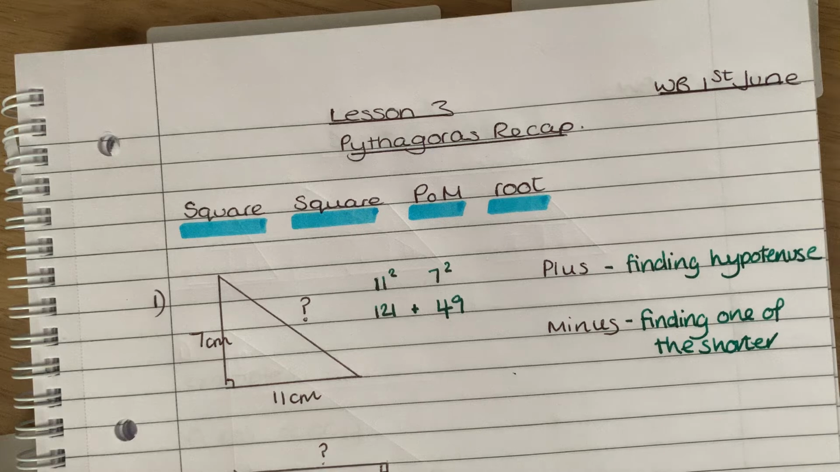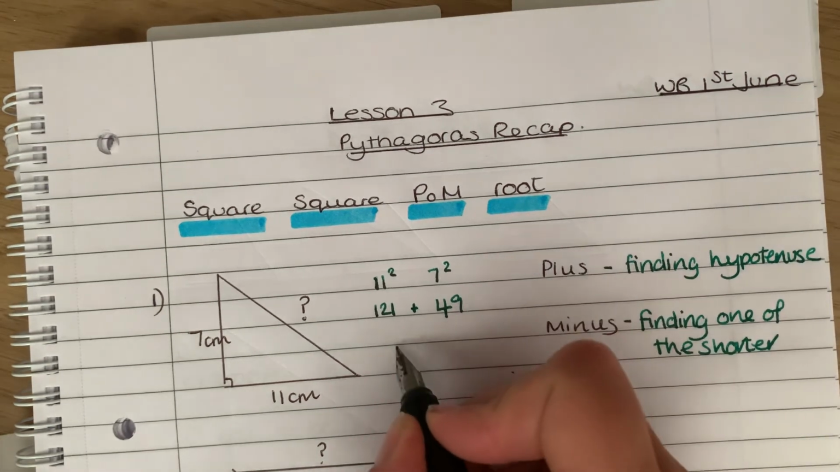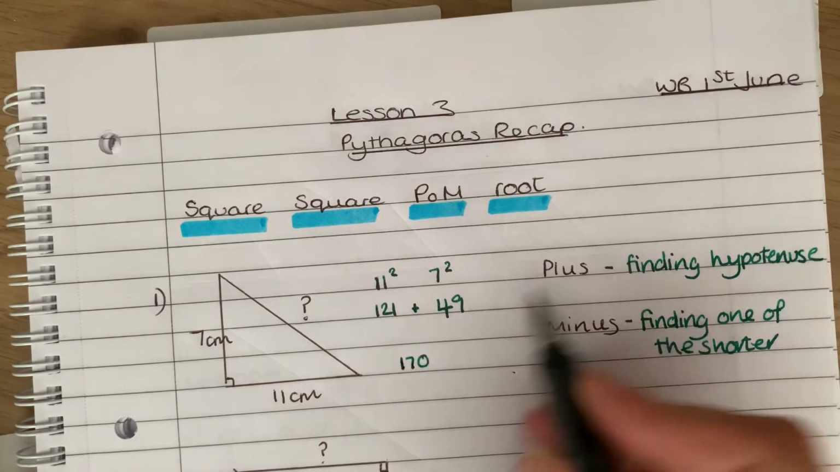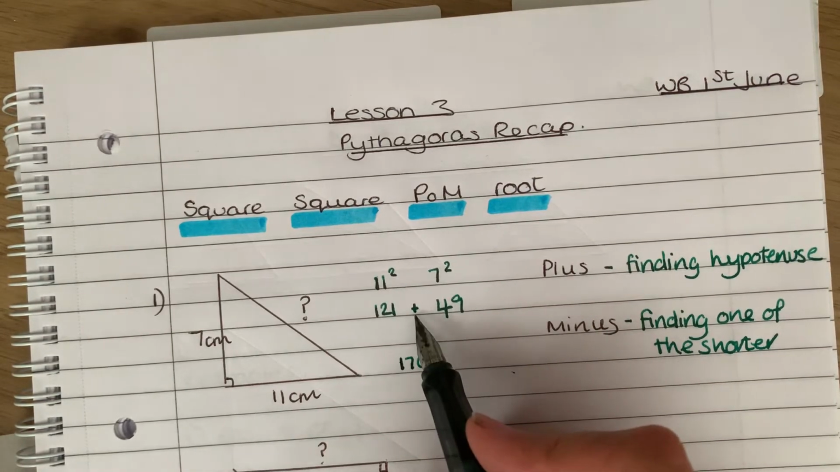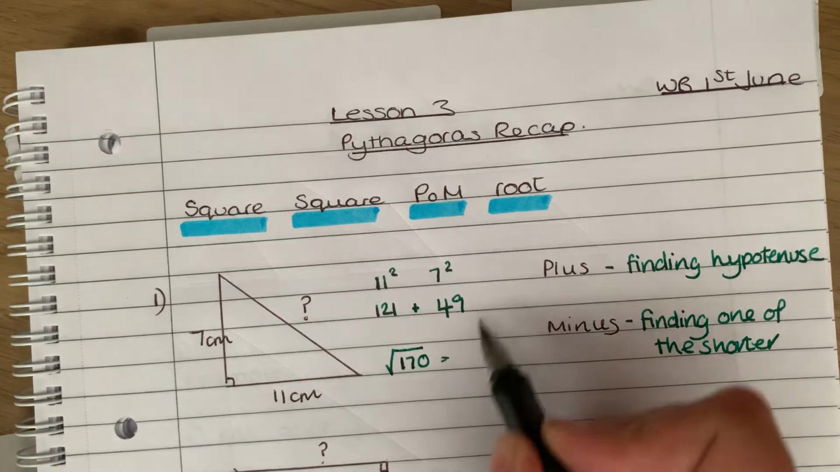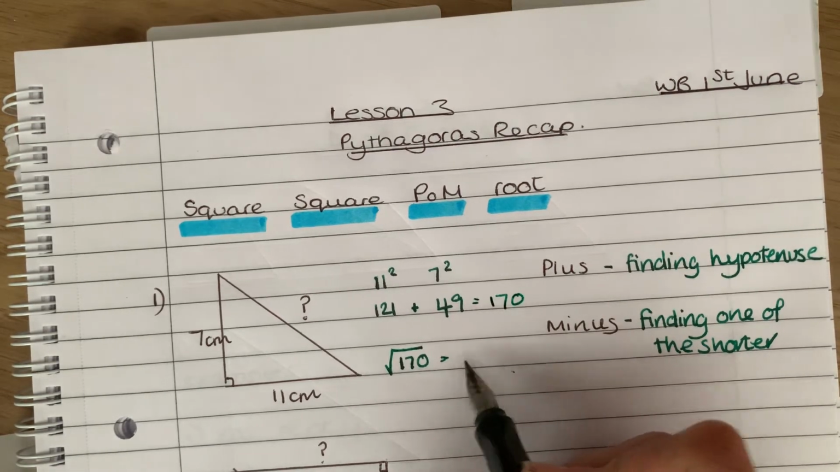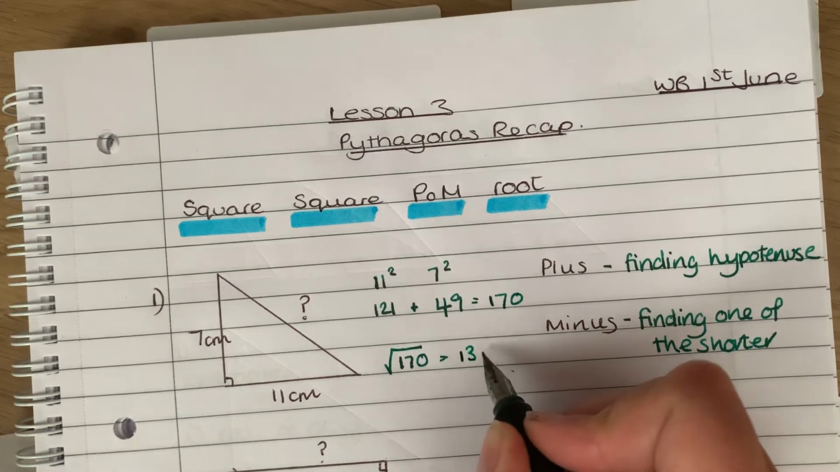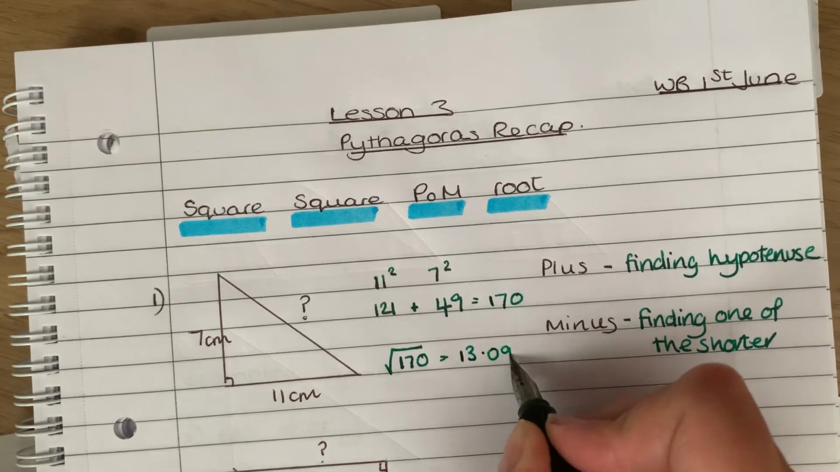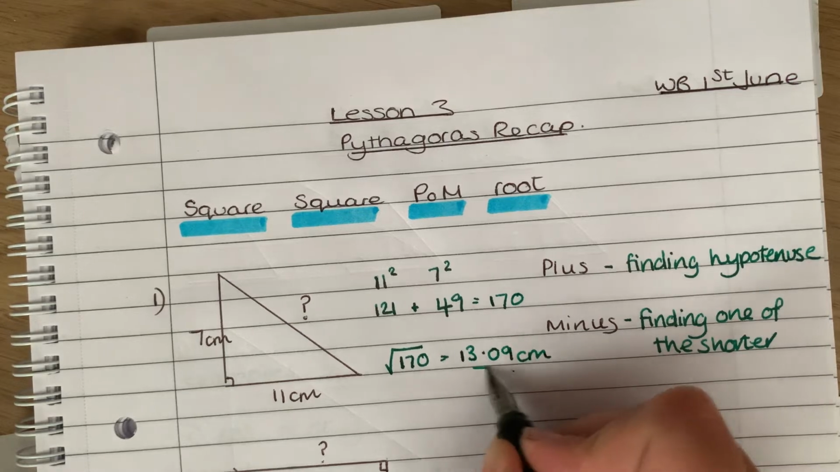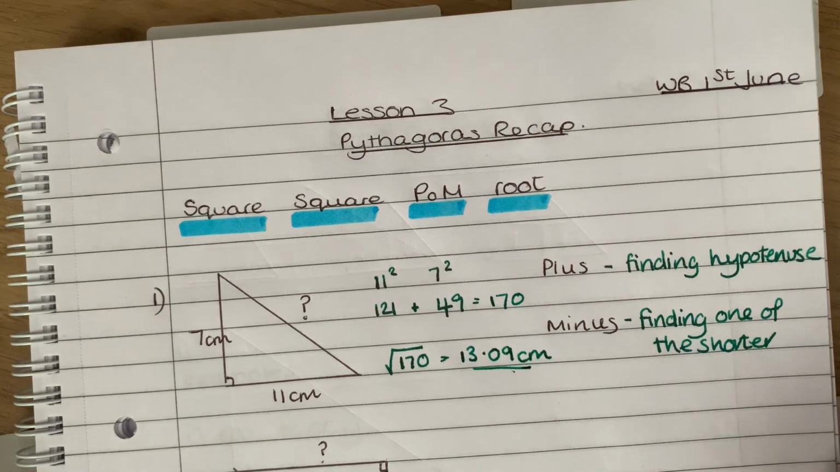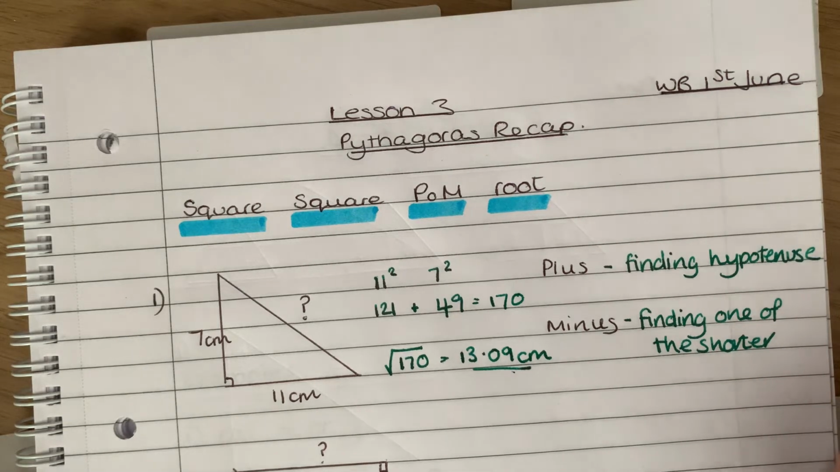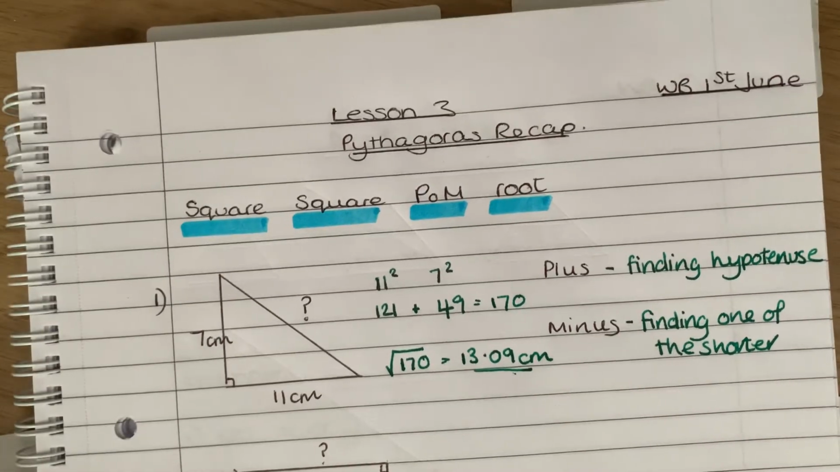Okay, then I root 170. So square, square, pom, and then root 170. Okay, and then to one decimal place. Now, shall I do two decimal places? That's going to be 13.09, and then centimetres there. Okay, obviously when you're doing the quiz on Teams, do not use any units. Okay, that makes it a little bit more complicated.